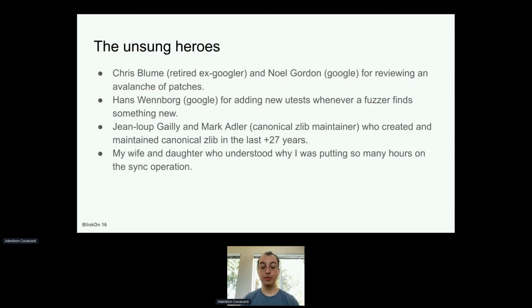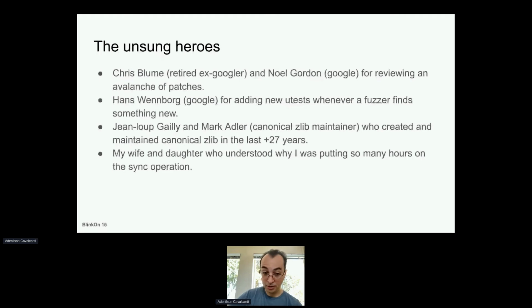Okay, the unsung heroes. So I would like to say thanks to Chris Bloom, an ex-Googler who has retired, and Noel Gordon, who works for Google and is based in Australia, for reviewing an avalanche of patches. I recall there was one specific patch where new tables were introduced to calculate CRC32 using Kadash Jenkins. That patch alone was almost 9,000 lines of code. Reviewing all those patches requires hard work, and it wouldn't be possible without your help. So yeah, thanks Chris and Noel.